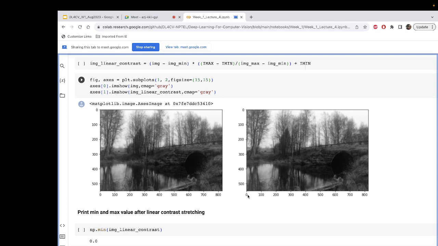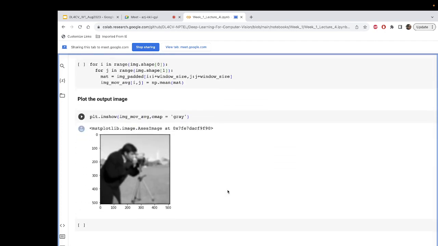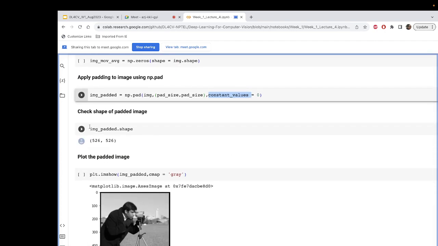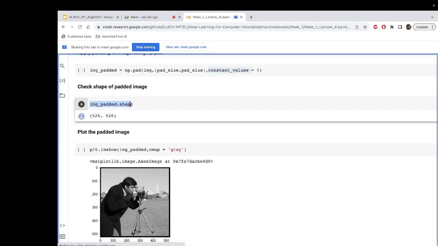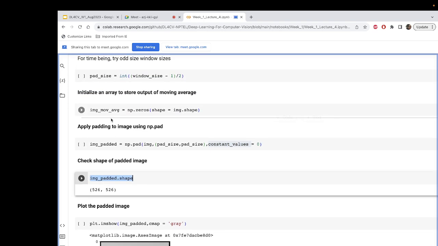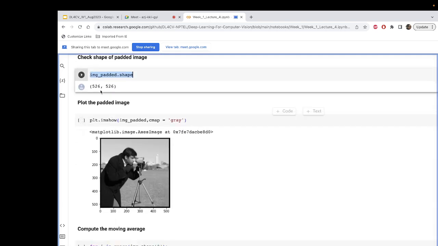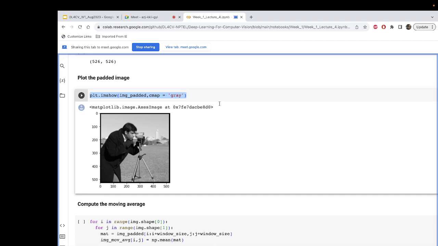Suppose this was a 550 cross 850 dimension image. If you want to make it 551 cross 851, then the extra portions that you added, you can simply put zeros there. That's it. So after doing this, your image size becomes 526 by 526. This is for the new image, and so you now plot it. It's the same image, and you can see that the borders have become a little bit wider because you have added that padding to all four sides of the image, and you filled them with zero.